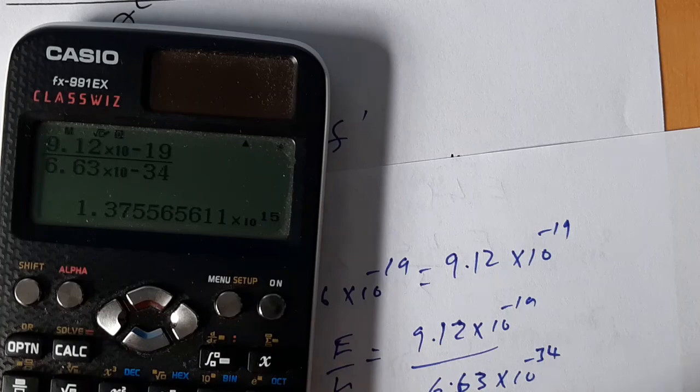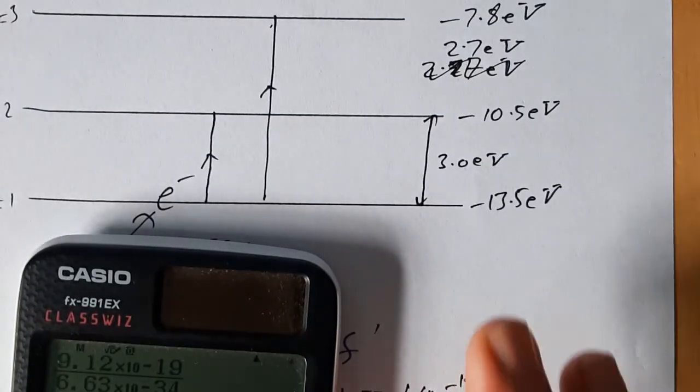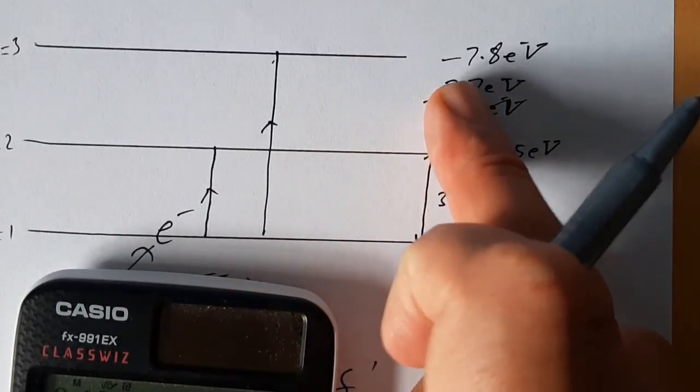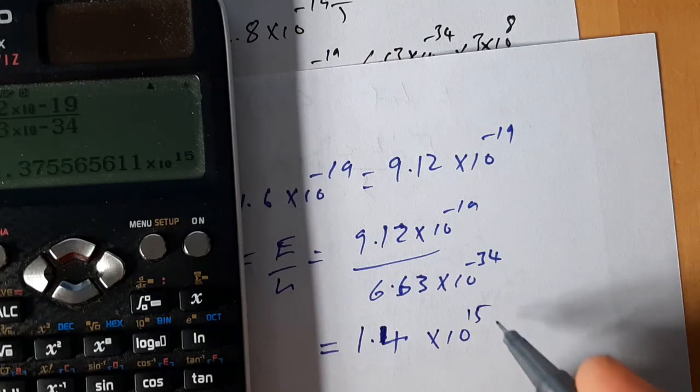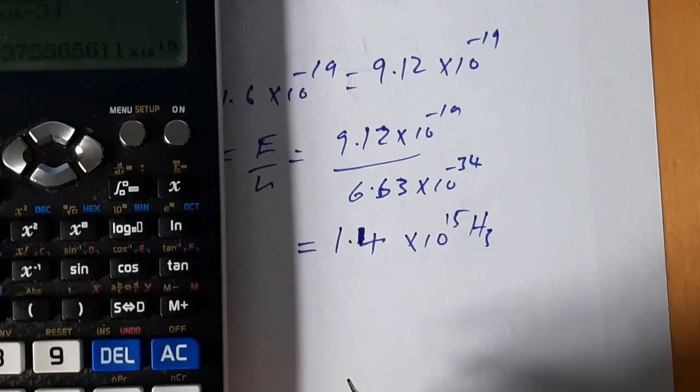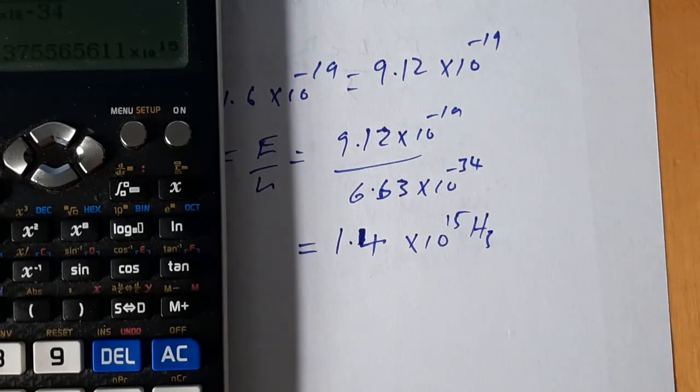I'm going to make that 1.4 because the top energy level up here is only labelled to 2 significant figures. We'll go through the rules properly on this. 2 significant figure answer, 1.4 times 10 to the 15 hertz. Great, okay. So you got that. We'll take some more work on that. I hope you got the same answer as me. Thank you.